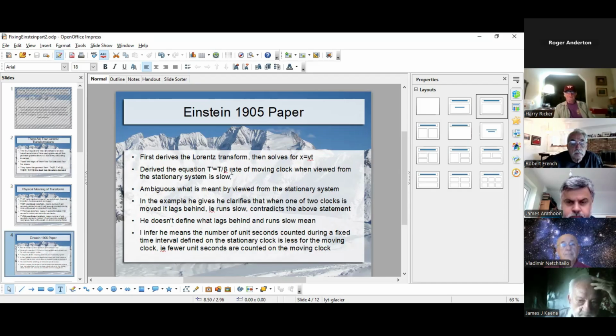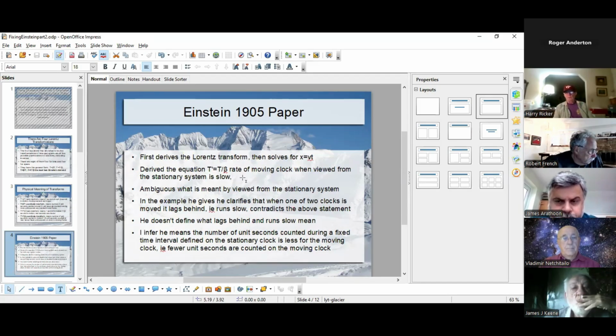It's kind of a mysterious thing. But he derives the coordinate transform equation that I talked about earlier, t prime, the time on the clock in the moving frame, is equal to the time on the clock in the rest frame divided by beta. And so what he comes out with is that there's less time counted on the moving clock. So the clock in the rest frame, fewer seconds are counted, and that's what this equation means.